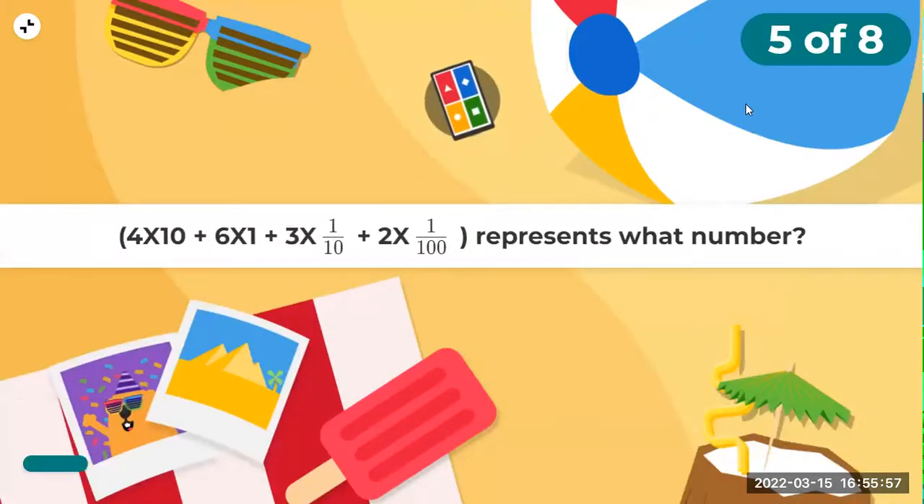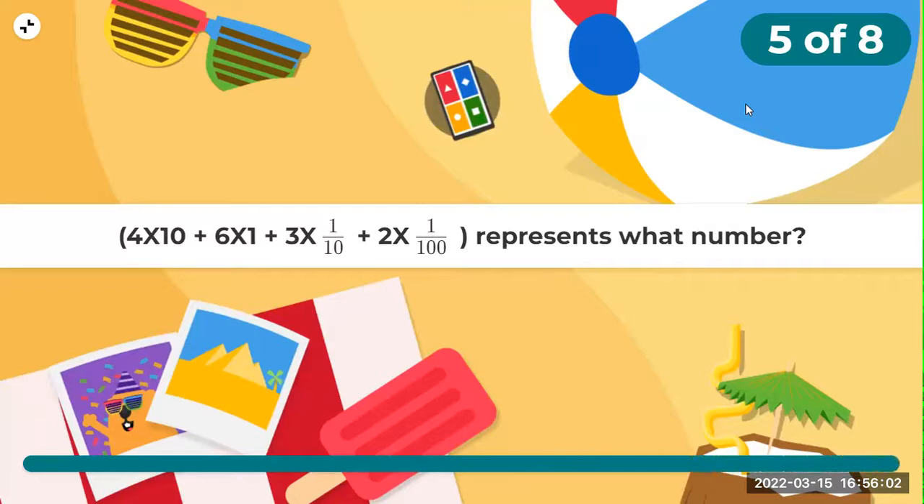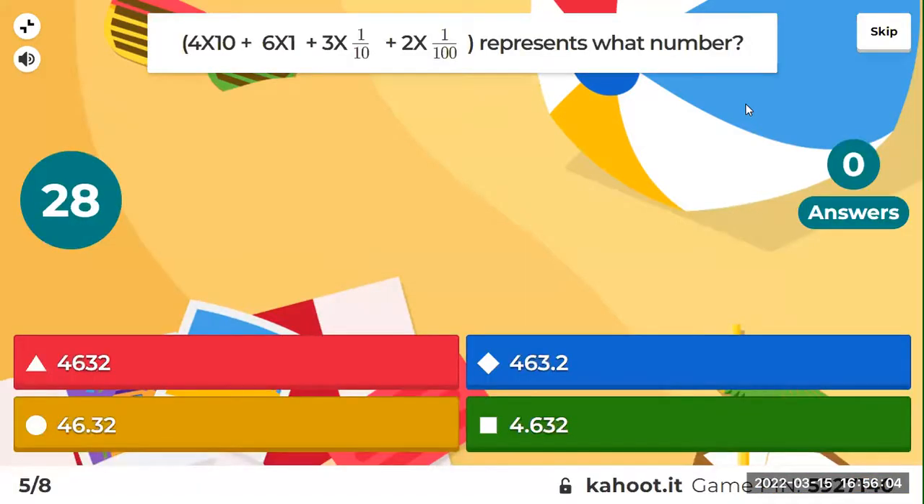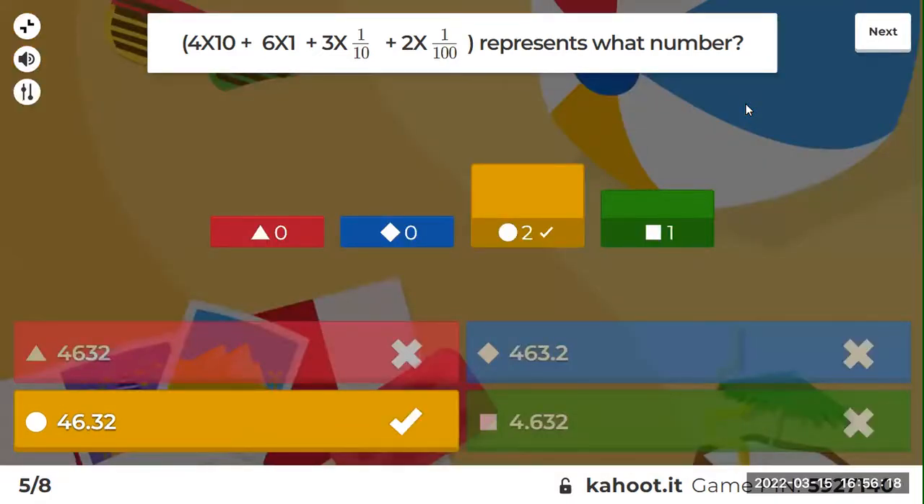Let's go, guys. We still have 4 more questions. So 4 multiplied by 10 plus 6 multiplied by 1 plus 3 multiplied by 1/10 plus 2 multiplied by 1 over 100 represents what number? So we have the expanded notation and we need to write the decimal number. And the correct response would be 46.32. So the 4 is in the tens column, that would be 40. 6 is in the ones column, 6 by 1 to give you 46.